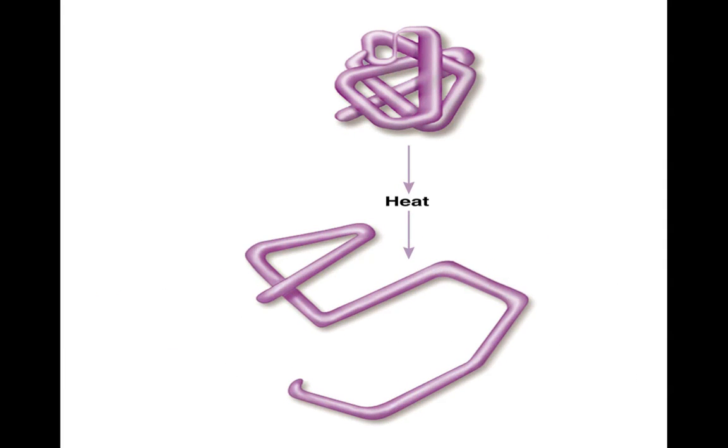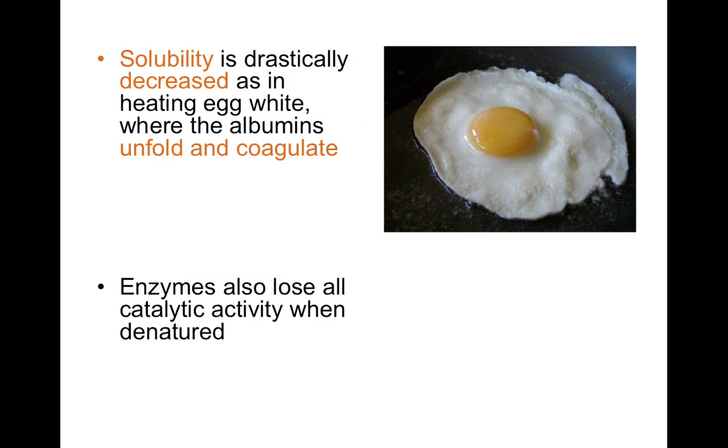Right, so you see in the top part here, you have a protein that has this three-dimensional shape. It's tightly folded, and then when you apply heat, the hydrogen bonds are disrupted, and there's unfolding taking place, alright? But the primary structure will remain intact, which is the sequence of the amino acids. So solubility is drastically decreased, as in heating egg whites, where the albumins unfold and coagulate. And as I said before, we're going to be looking at the effect of temperature on enzymes, because enzymes are proteins as well, and you'll see that they could become denatured as well.